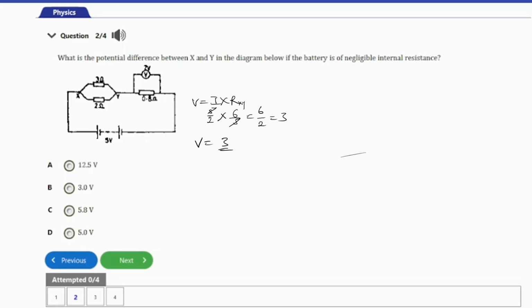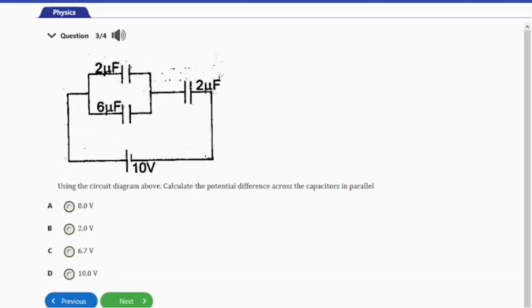So let's go ahead and consider the next question, guys. So that's question number 3 here. It says, using the circuit diagram above, calculate the potential difference across the capacitors in parallel. We have A, 8.0 volts, B, 2.0 volts, C, 6.7 volts, and D, 10.0 volts. So guys, we are told to calculate the potential difference across the capacitors in parallel here. So let's recall the formula that Q is equal to CV. So if Q is equal to CV, it means that V will be Q over C.